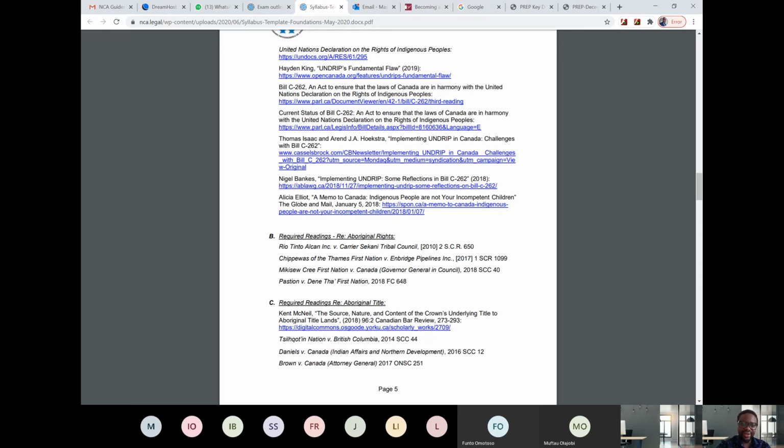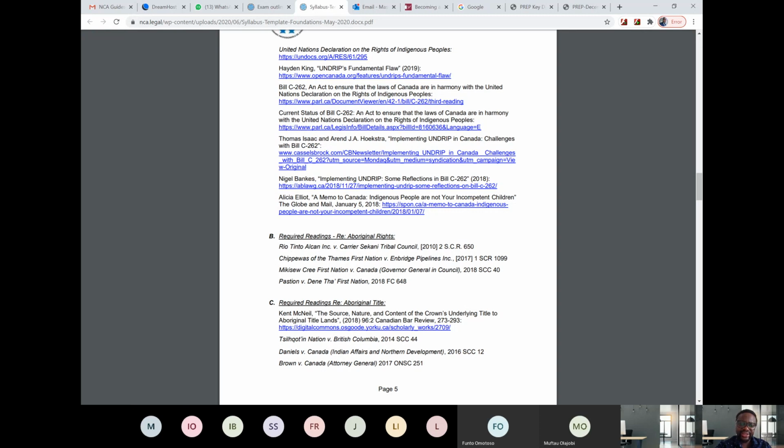We'll also be looking at the case of Mikisew and Canada, which talks about the duty to consult, which says that the duty to consult does not arise in legislative matters. It's only in executive matters that it arises. So if the government or the parliament wants to enact a law that affects Aboriginal people, does it have a duty to consult them? So this case tells us the answer.